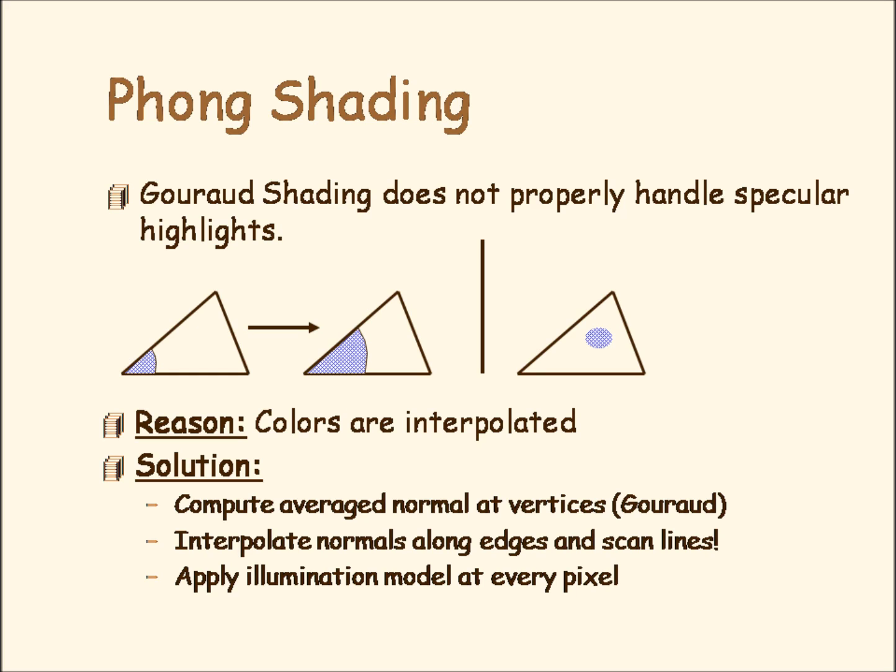There are three steps. Number one, compute averaged normal at vertices, as in Gouraud. Number two, interpolate normal along edges and scan lines. Number three, apply illumination model at every pixel. It means the process requires a Gouraud shading image. Then we can apply the Phong shading process on that image in order to handle specular light.